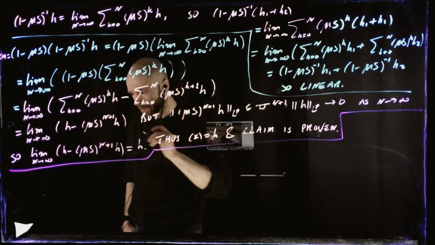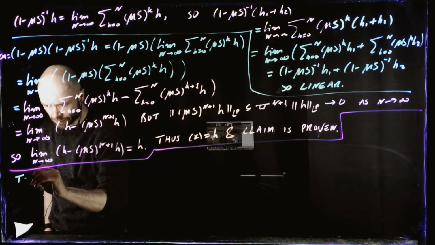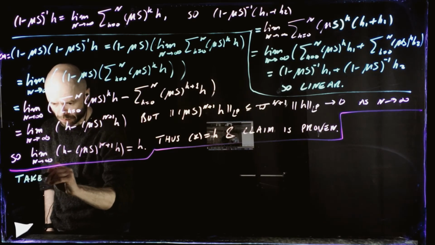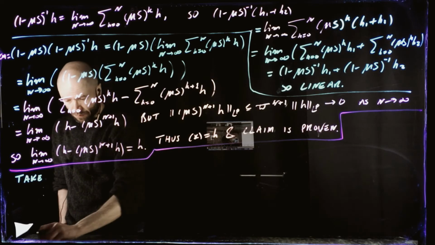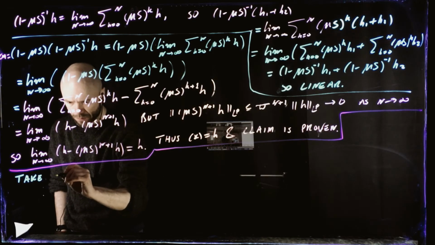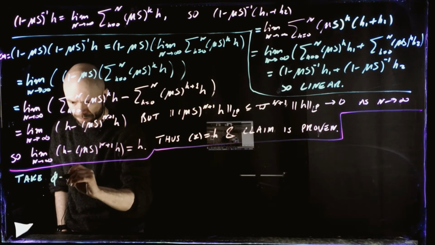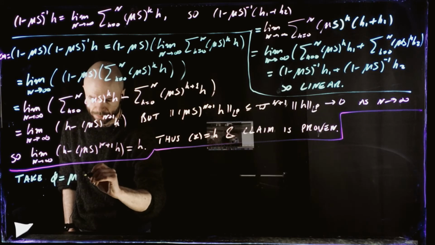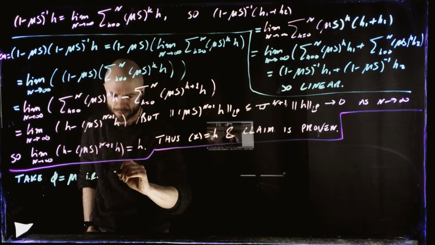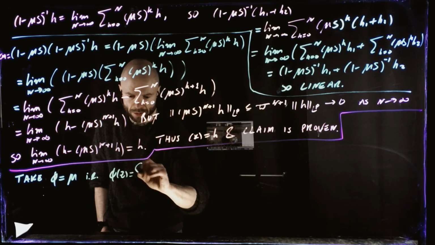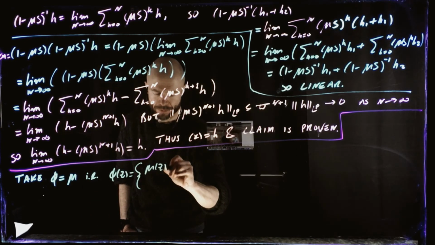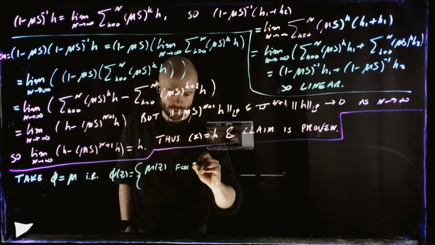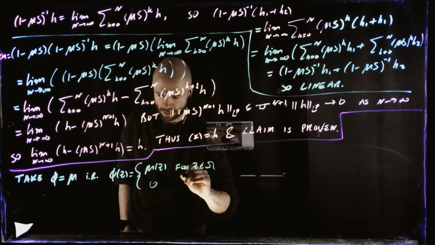So take phi to be equal to mu, i.e. phi of z is equal to mu of z for z inside our region omega, and it's 0 outside.